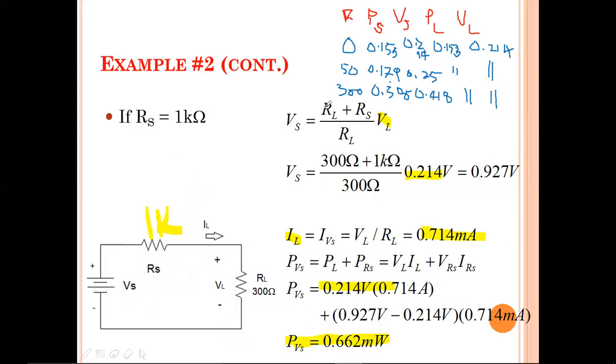Then finally 1 kilo ohms, how will it appear? I am adding 1 kilo ohms here, meaning 1000 ohms, which is about 3.2 times 300 ohms. What about the power? 0.662, it will double. 0.662 is the power delivered from the source. Then what about the supply voltage? Vs is 0.927, also doubled.